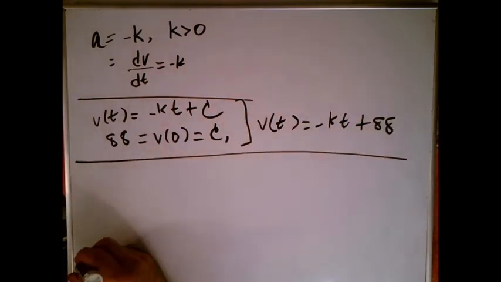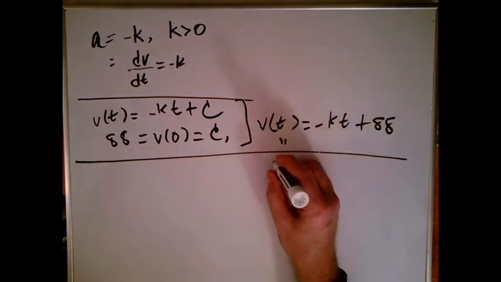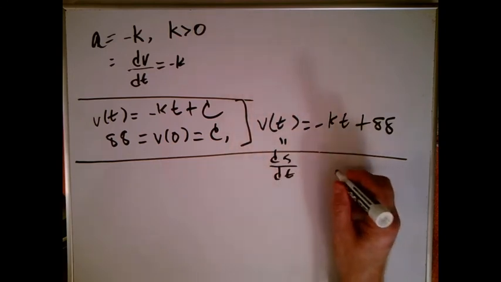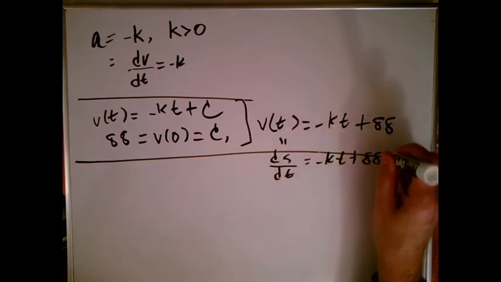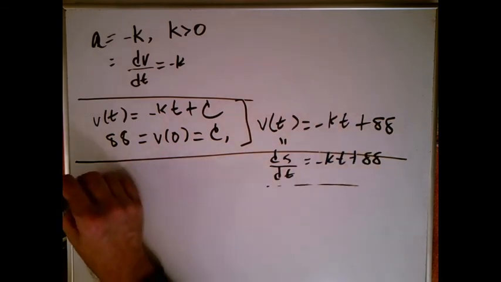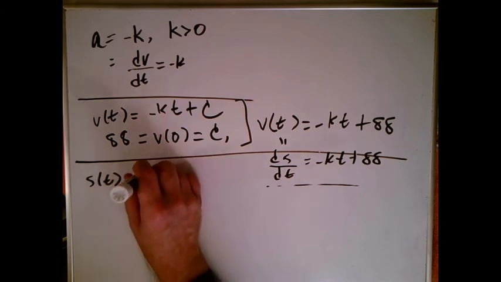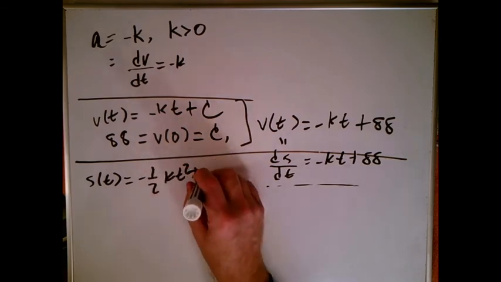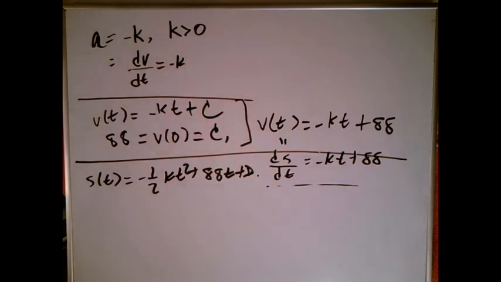The next part is going to be awkward. What do we do? We usually write down that this is equal to ds/dt. That's equal to minus kt plus 88. And we take the antiderivative of both sides. So over here, I'm going to get s of t equals minus 1/2 kt squared plus 88t plus d.